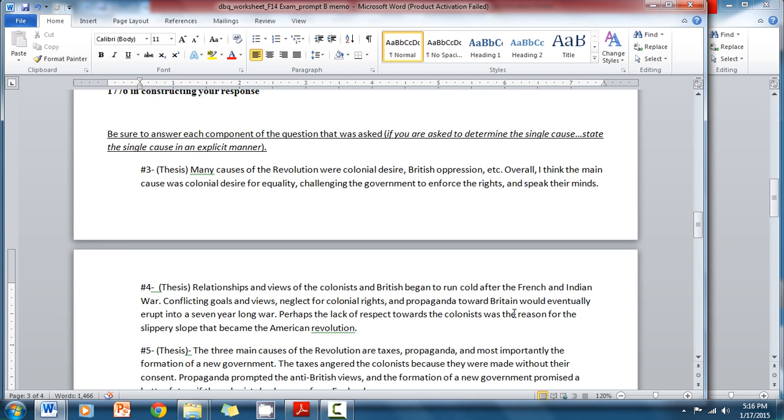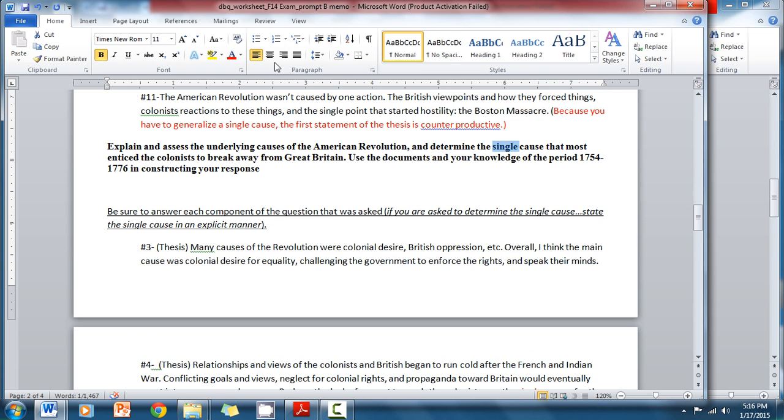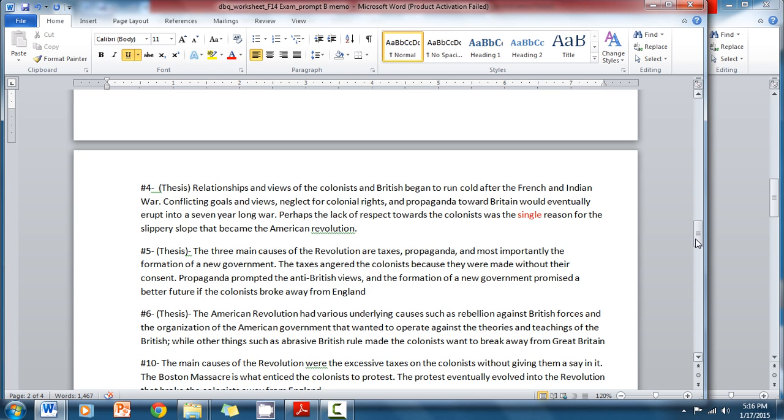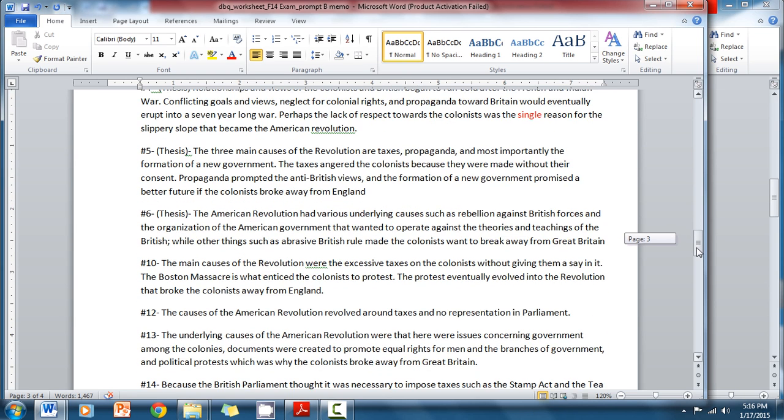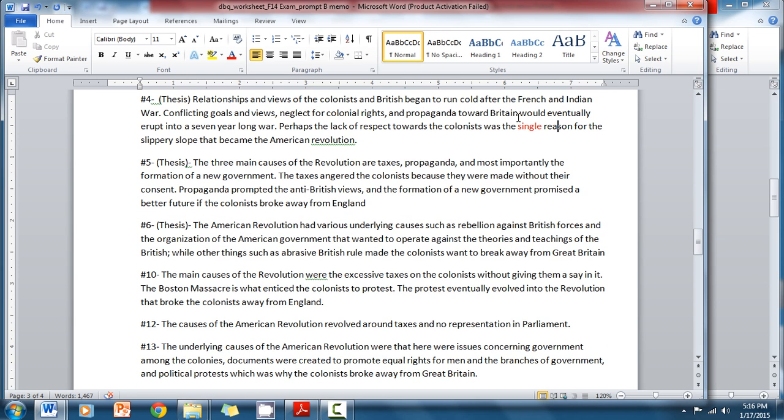So there were many reasons. You already know that there are many reasons. You listed them. So all this thesis needs is a single word, which is single, because the prompt asked us to determine the single cause. Because it asked us for the single cause, we have to respond with our view of what the single cause was, and not just the reason, but it has to be explicit, the single reason.